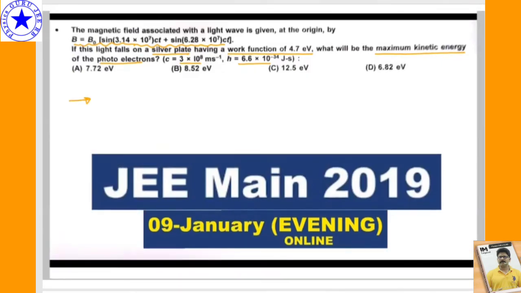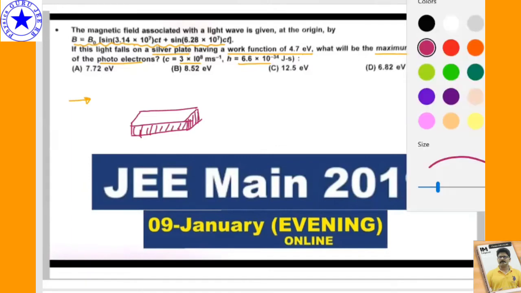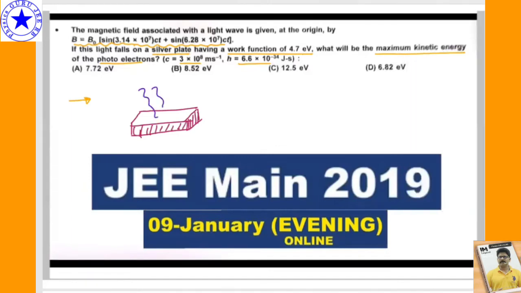Let me take this as the silver plate. The radiations, electromagnetic waves, are falling on it. So the maximum kinetic energy of the ejected photoelectrons will correspond to the higher frequency electromagnetic radiation.